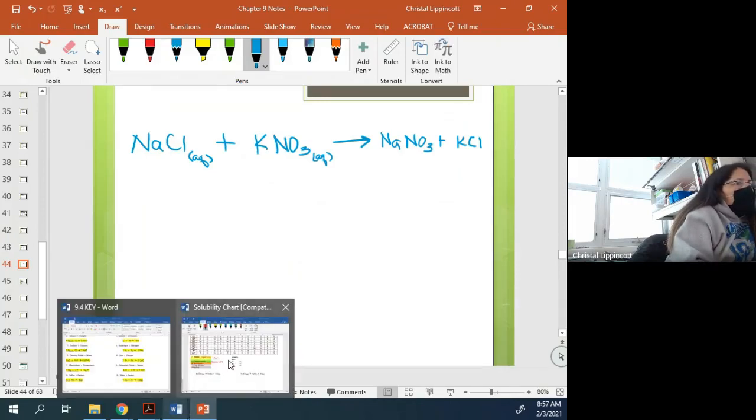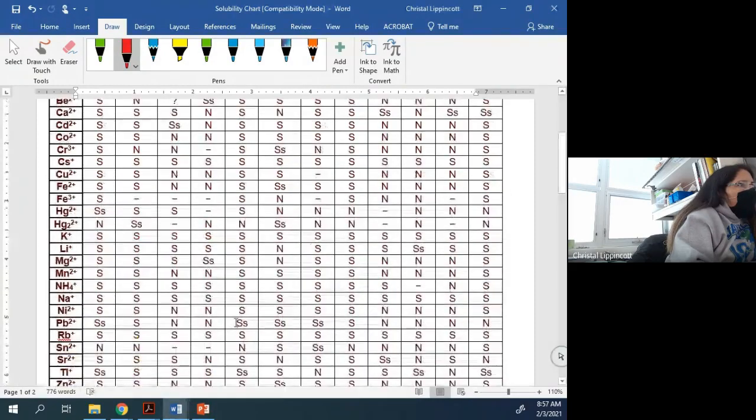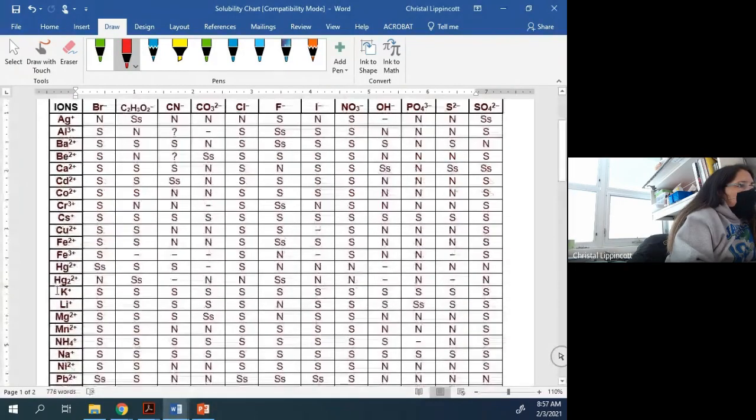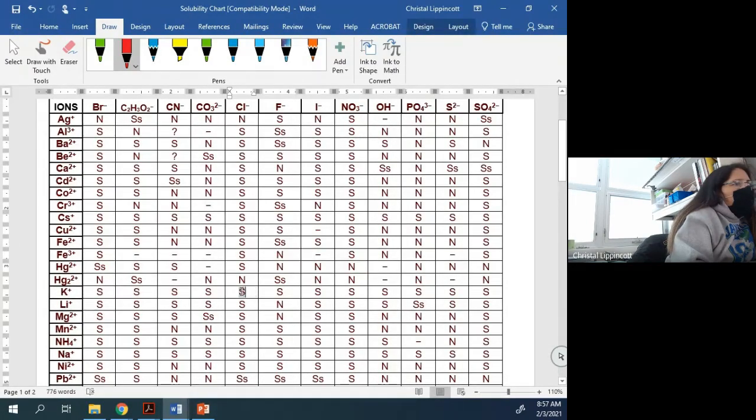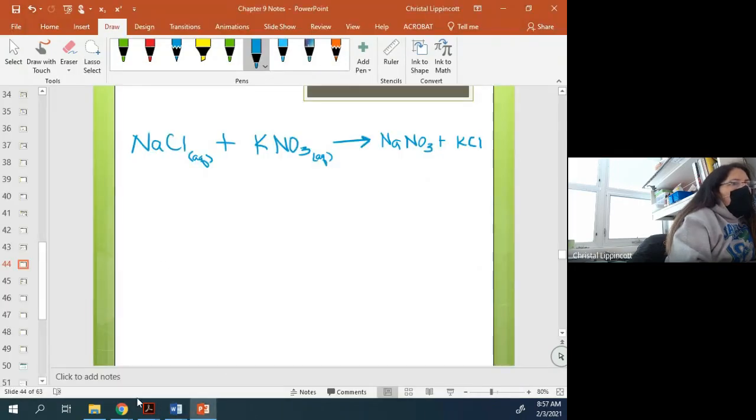Okay, so on my solubility chart, I have formed potassium chloride. So I'm going to find my potassium here, and I'm going to find my chlorine. And when I do, see where that says an S here? That S stands for soluble. And what do you write down on your equation? You're going to write down AQ there. Oops, I put that on the wrong one. Sorry. It was supposed to be the potassium chloride. So I'm going to write down AQ here.